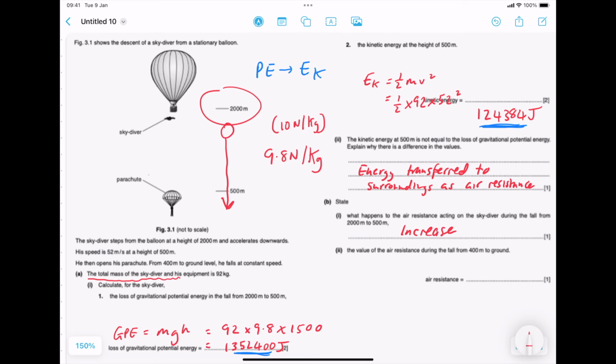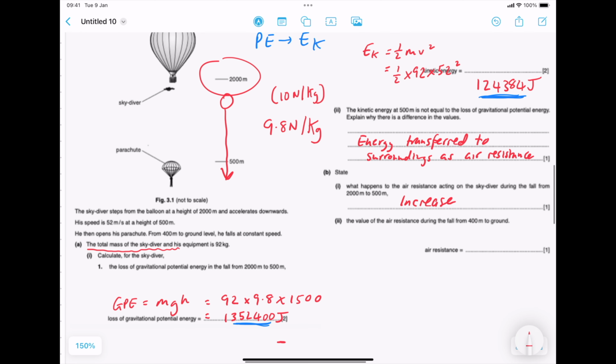Finally, the value of the air resistance during the fall from 400 meters to the ground. If you look at this last statement here, it says he then opens his parachute. From 400 meters to ground level, he falls at constant speed. So at constant speed, the downwards force is going to be equal to the upwards force. In other words, there's not going to be any acceleration. So we need to work out what that air resistance is during the fall from 400 meters.